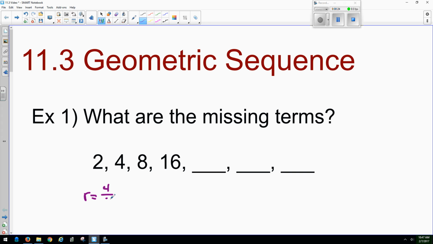So we're going to have 4 divided by 2, which is 2. And we would call that our common ratio. We're going to use that to get the last 3 numbers in this sequence. So as you can see, from 2 to 4, we're just multiplying by 2 each time. So we're going to take that 16 and multiply it by 2, take the 32 and multiply it by 2, and take the 64 and multiply it by 2.